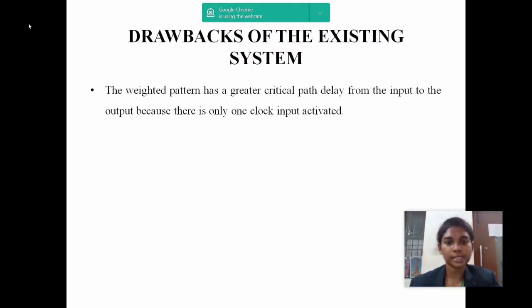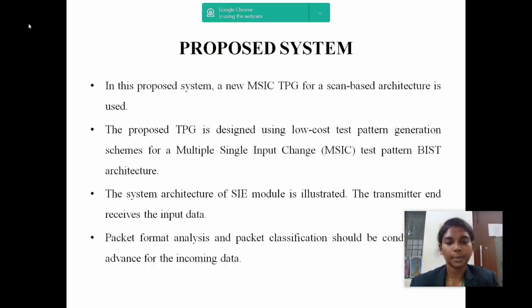Drawbacks of the existing system: they used only one clock input, which causes greater critical path delay from input to the output.